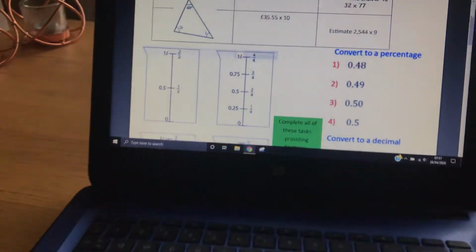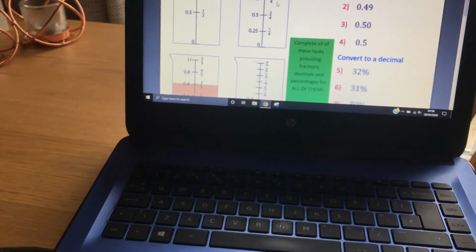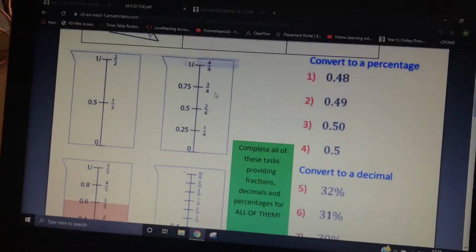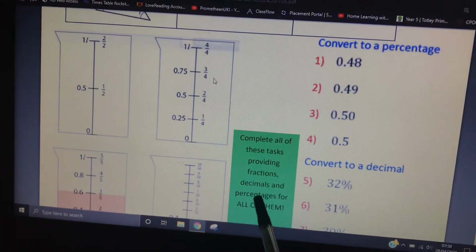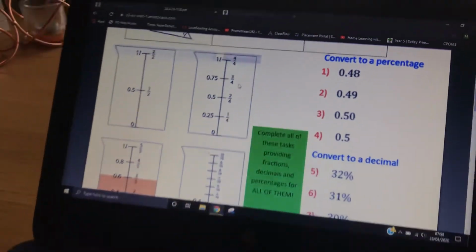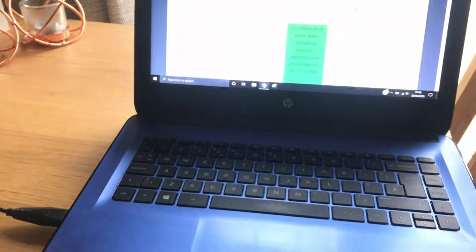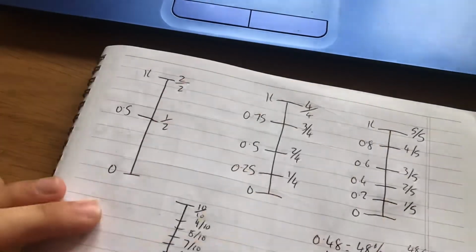A quick look at some of the answers. Now, on the screen, oh dear, I'm not on it this morning, guys. Alright, so on the screen I put here, complete all the tasks providing fractions, decimals and percentages for all of them, just so we can flip between all three. Okay, so, if you haven't done that bit, pause the video and make sure that you get all three if you can. I'm just going to run through some of them.